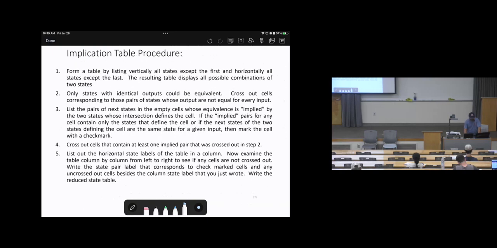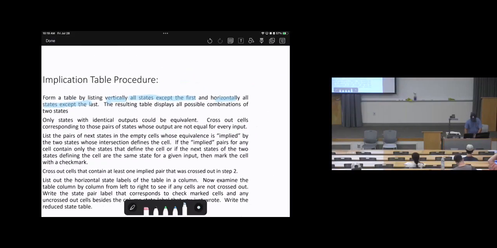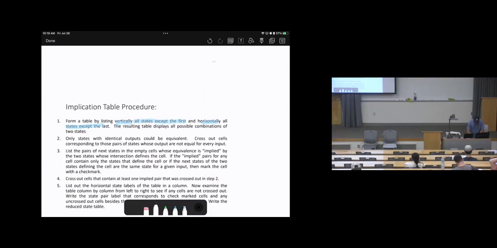Here's the procedure. Step number 1: list all the states except the first state vertically, while horizontally, list all states except the last, so we can get all possible combinations between the states. What does this mean? Let's assume we have states from A to E, which is states A, B, C, D, E. To produce that table vertically, let's forget about the first state A, then let's draw B, C, D, E.